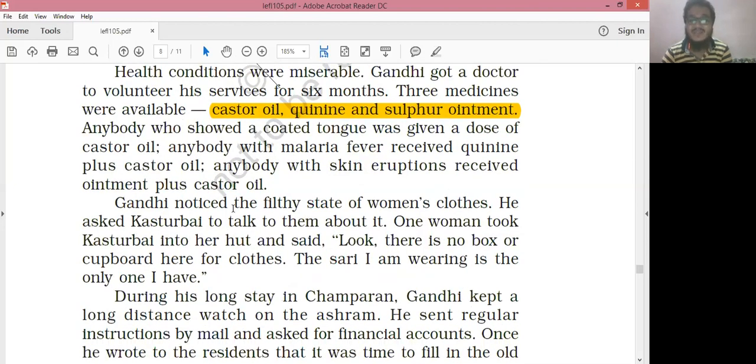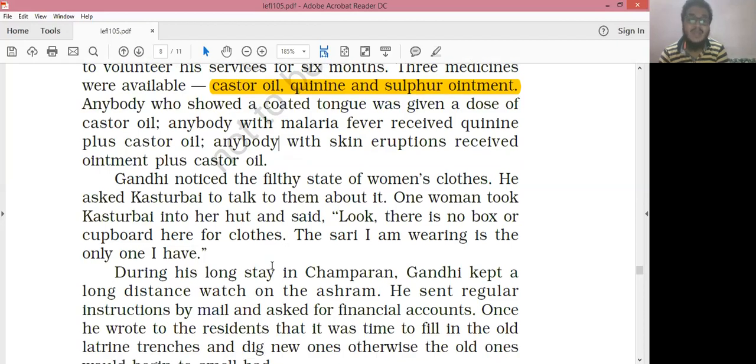Next, Gandhi noticed the filthy state of the women's clothes, and now coming to the individual, marking each and everything. He asked Kasturabai to talk to them about it. One woman took Kasturabai into her hut and said, "Look, there is no box or cupboard here for clothes. The sari I am wearing is the only one I have."